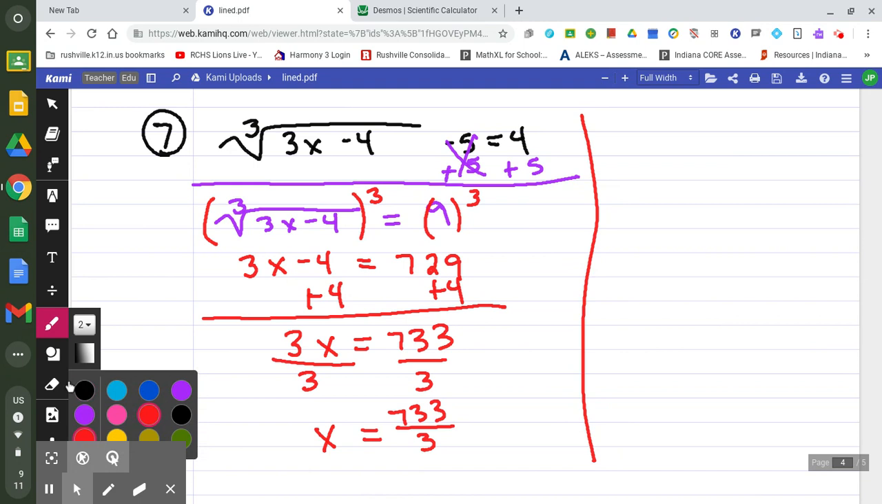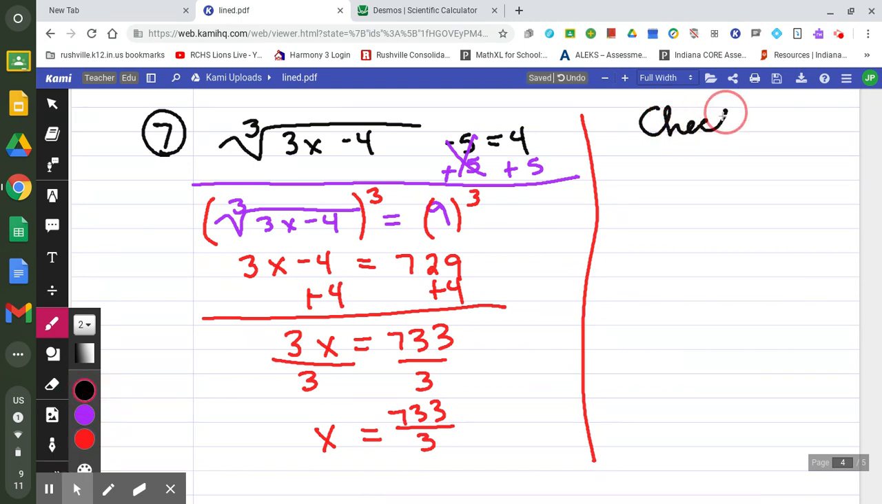So because this is kind of weird, we'll do our check over here. So cube root of 3 times 733 over 3 minus 4. And then minus 5 is on the outside of the equal sign, or outside of the radical sign. So those threes cancel.